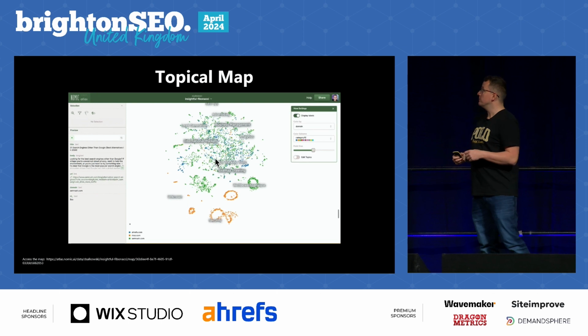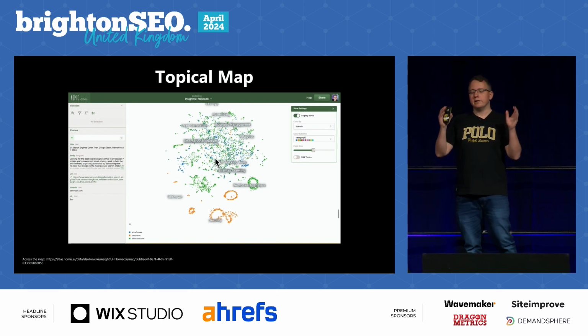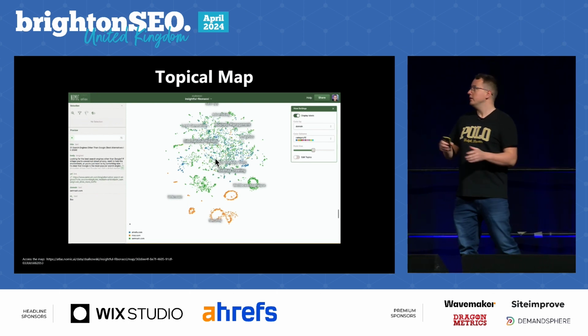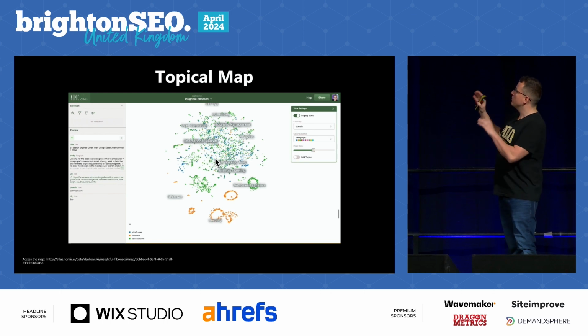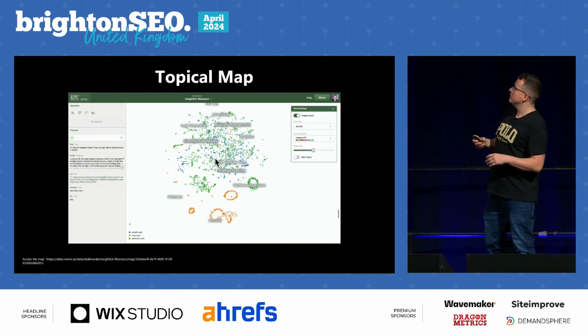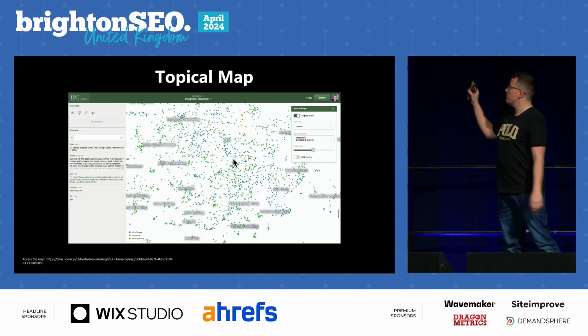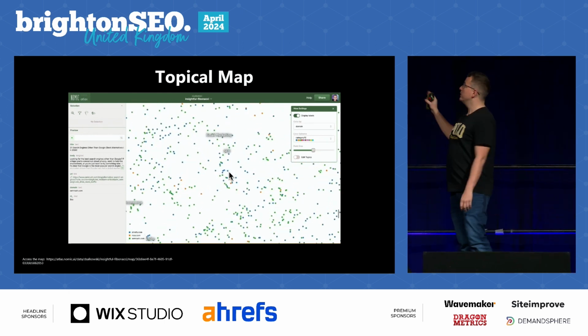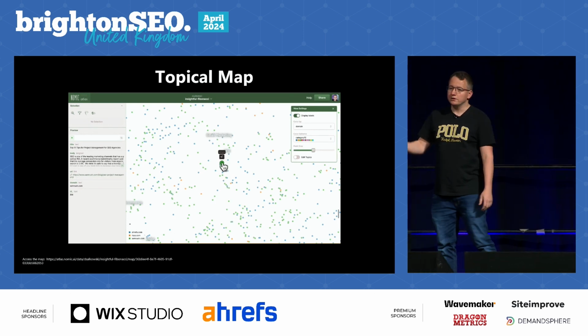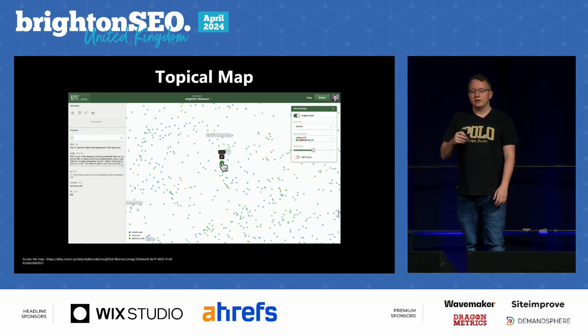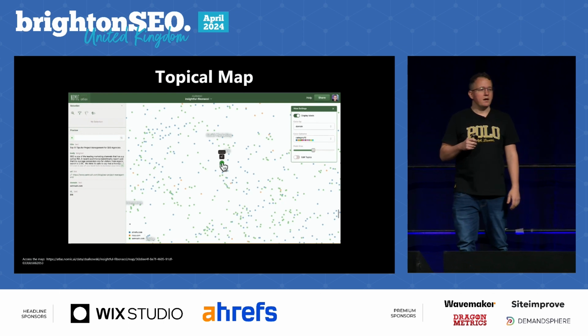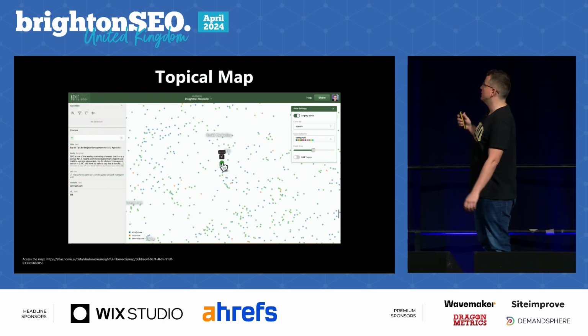So I do the same topical map of Ahrefs, Moz, and SEMrush, and here the colors represent the websites, and here we have an embedding map of their content. We can easily see what kind of topics they are focused on, and also do the math on that data.